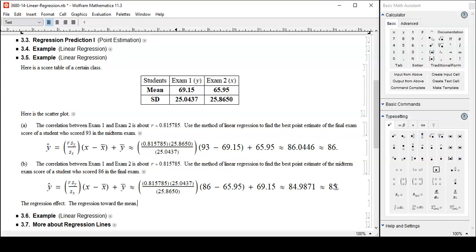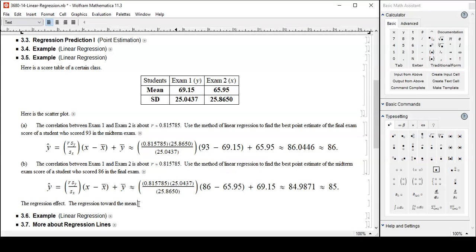Here I'm looking for the midterm exam again, so getting closer to 69.15. If I start from 85 and do this again, I'm going to get even closer to 69.15, and so on and so forth. This is called the regression effect, regression toward the mean, if I start from an exceptionally high score. If I start from an exceptionally low score, then each time I do this regression analysis, I'll get a bigger and bigger score toward the mean.